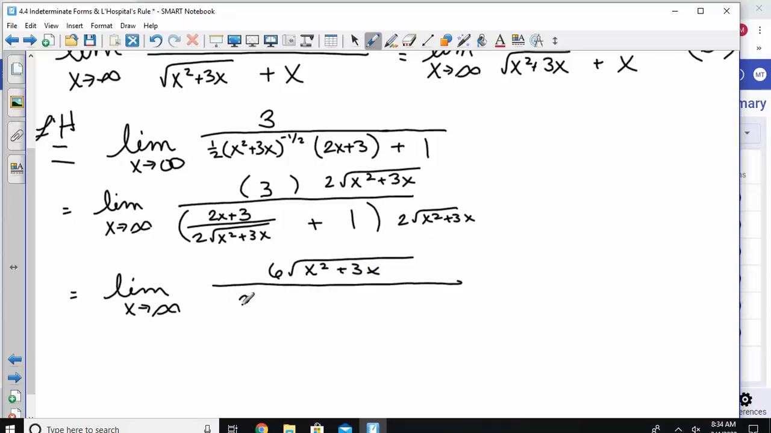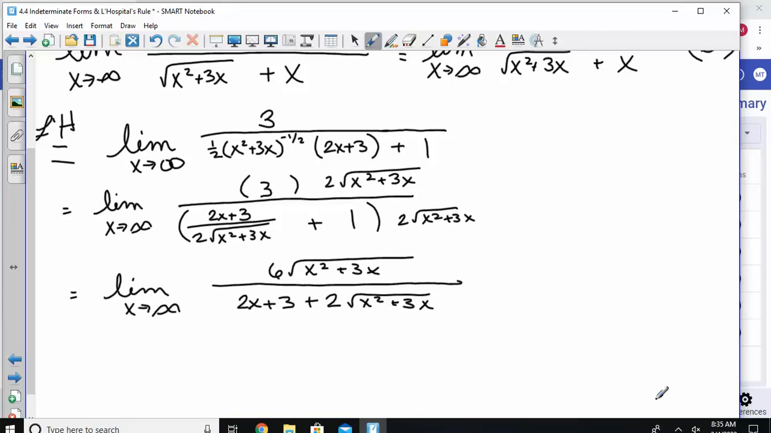Those denominators would drop. I'd have a 2x plus 3 plus my 2 radical x squared plus 3. If I plug in, I'm still getting infinity over infinity. So we have two options. We can do L'Hopital's again, or we can do this one like we've done it in the past.